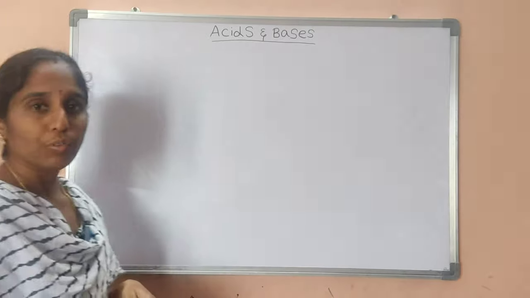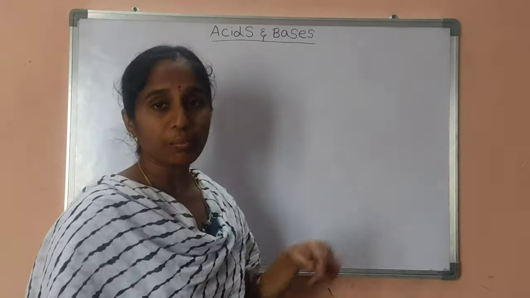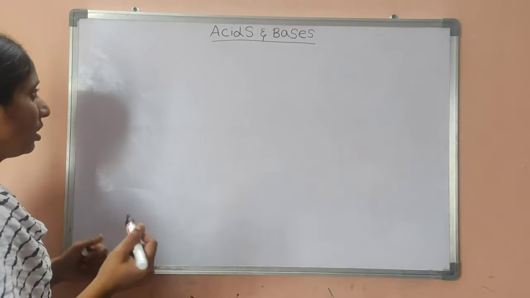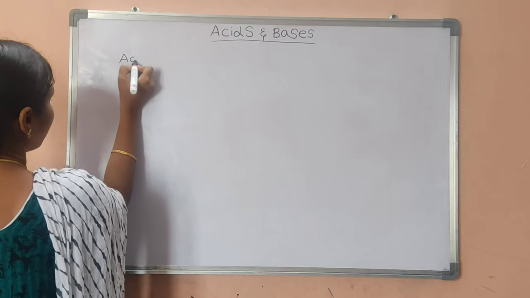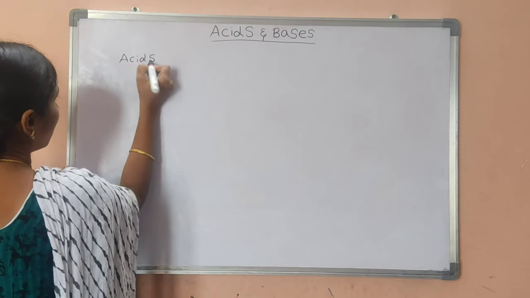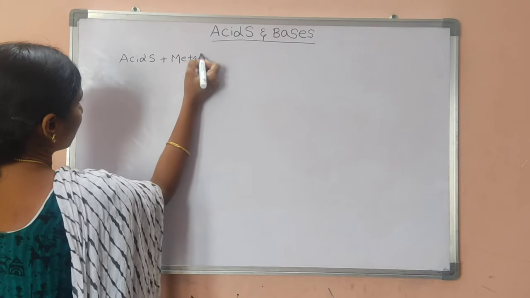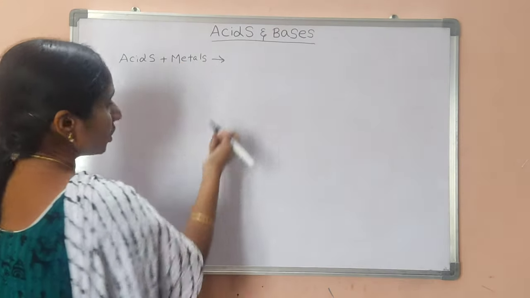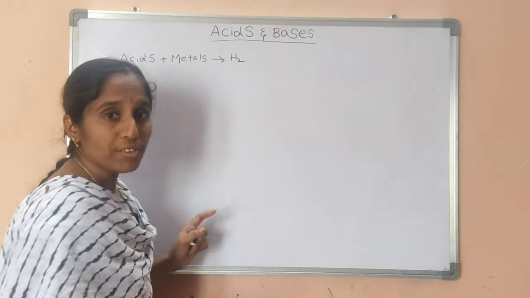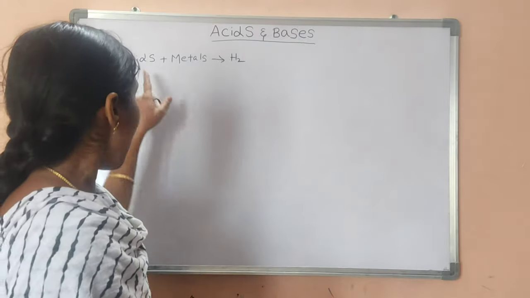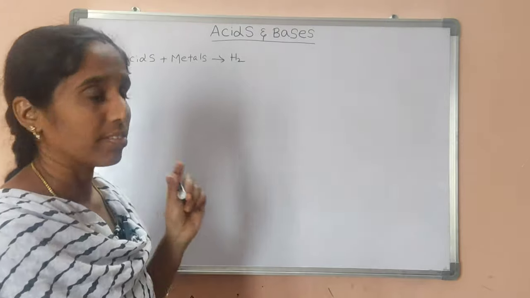In this video, we are going to discuss the next property of acids and bases. In this property, acids react with metals to produce hydrogen gas, H2. H2 means hydrogen gas. Acids react with metals to produce hydrogen gas.